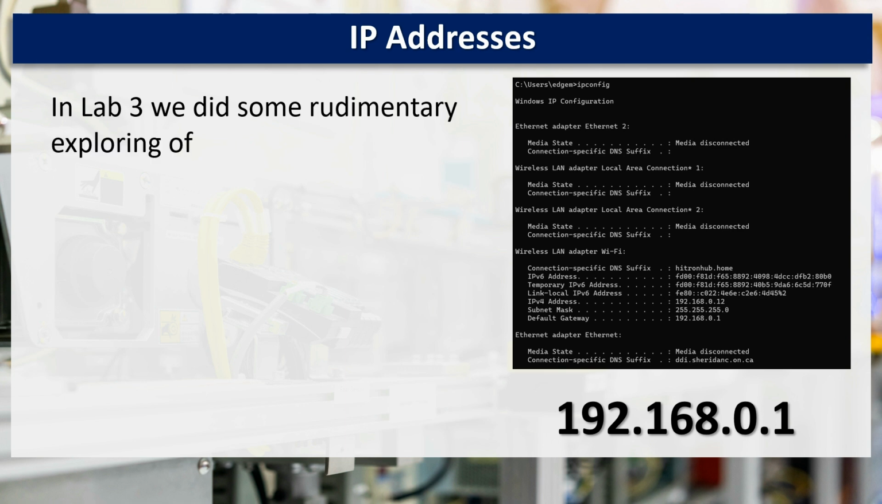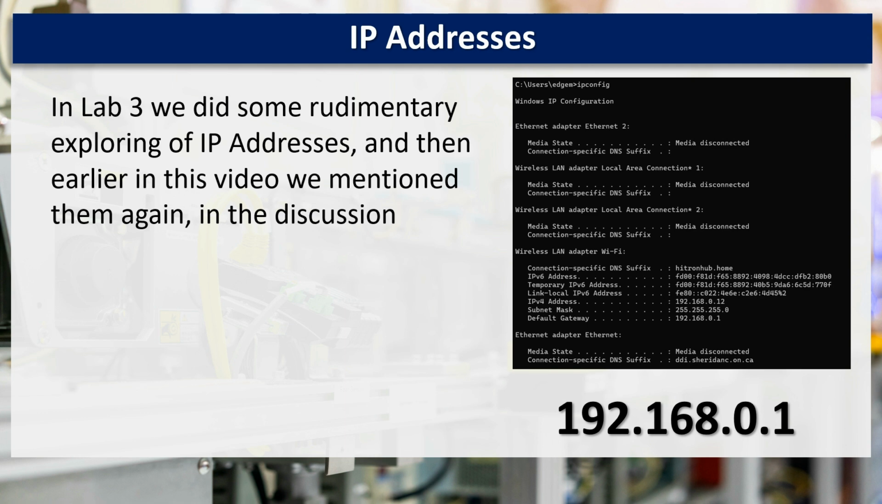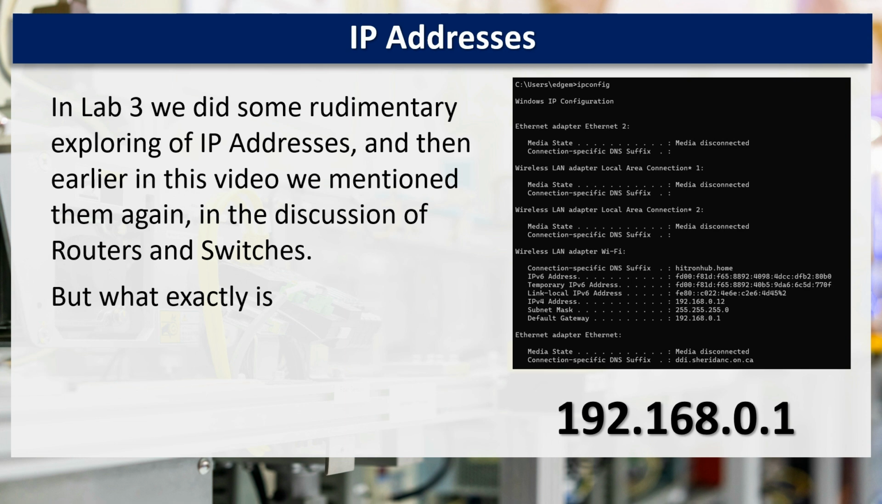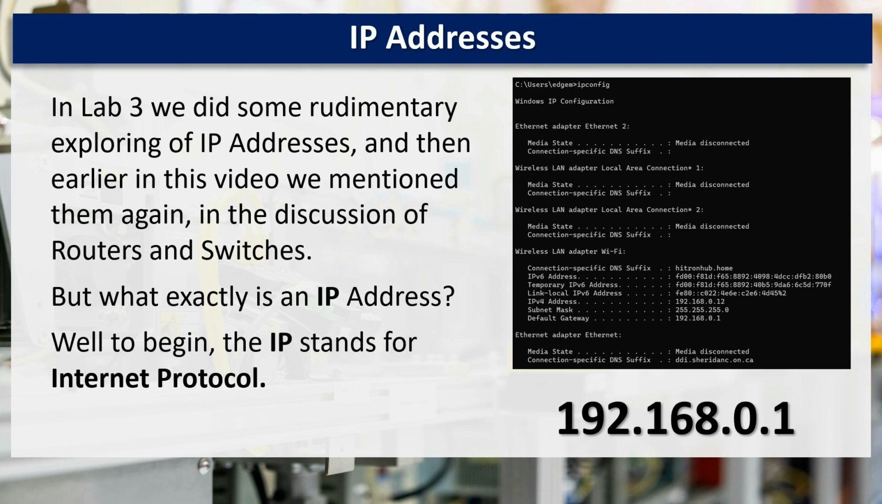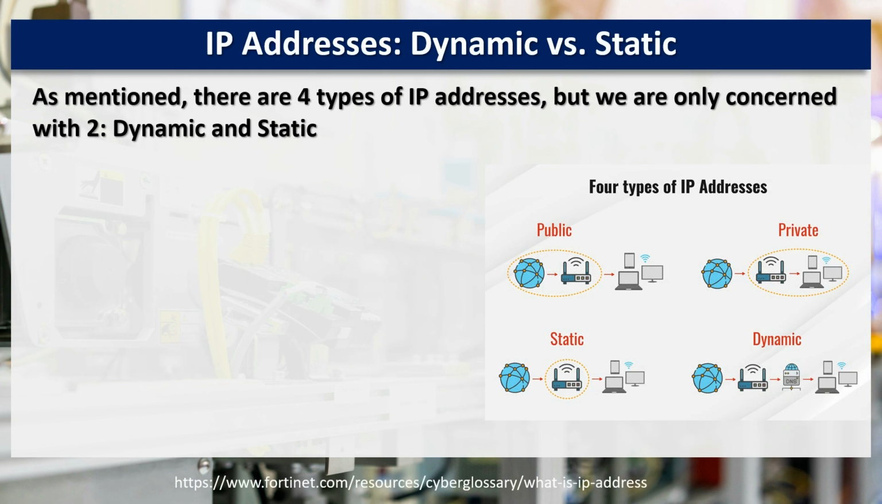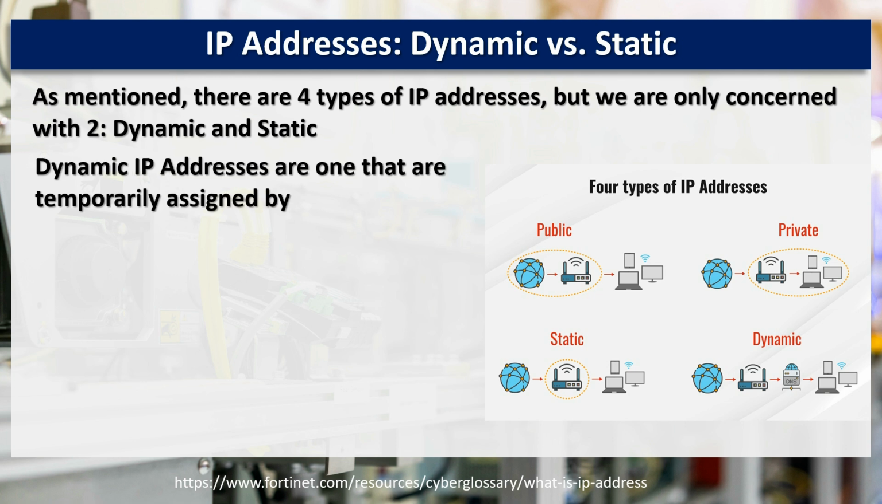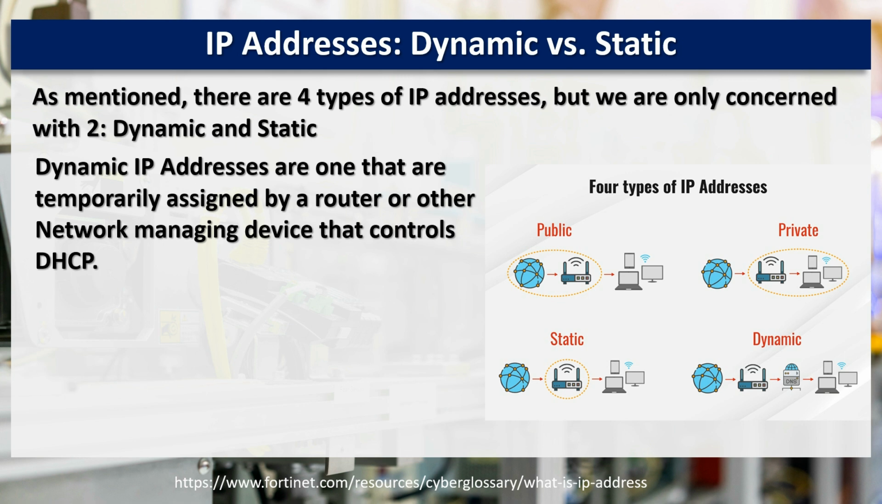In Lab 3, we did some rudimentary exploring of IP addresses, and then earlier in this video, we mentioned them in the discussion of routers and switches. What exactly is an IP address? Well, to begin, the IP stands for Internet Protocol. As mentioned, there are four types of IP addresses, but we are only concerned with two, dynamic and static. Dynamic IP addresses are ones that are temporarily assigned by a router or other network managing device that controls DHCP.